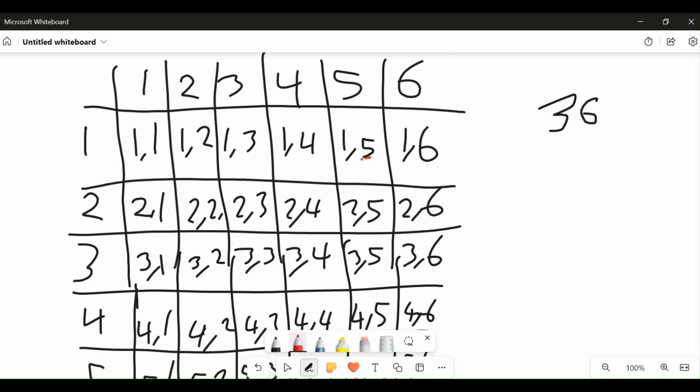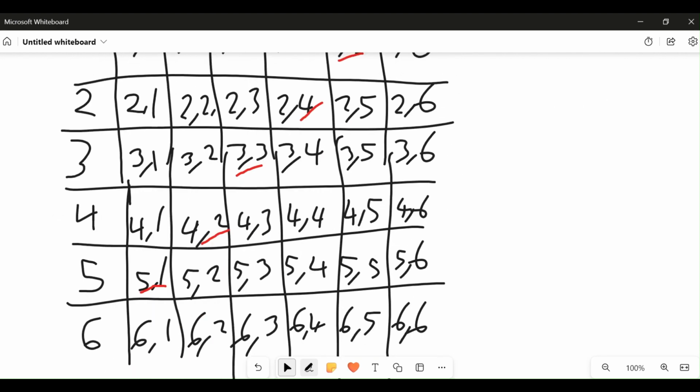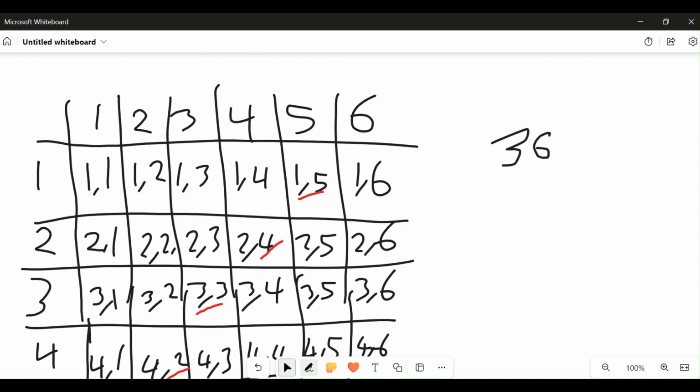1 and 5 is 6. 2 and 4 is 6. 3 and 3 is 6. 4 and 2 is 6. 5 and 1 is 6. Besides this, there is no other outcome where the sum of two digits gives us 6. So if you count the total that give us 6, they are 1, 2, 3, 4, and 5. So we have 5.